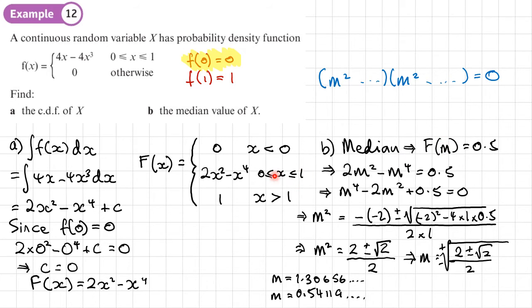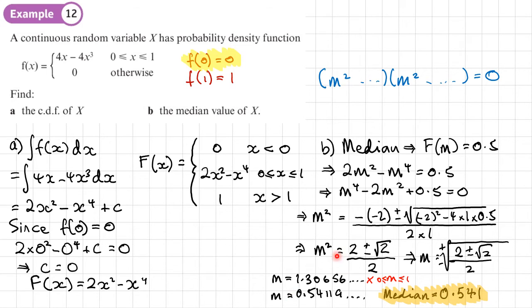Now remember, when we're finding the mode, even though we put m here, we're finding a value of x, and we use this function here to find the value of x, the mode, and it's got to be between 0 and 1. So that means we can discount this one here, because that value of m is not between 0 and 1, so that's no good. So our final answer for the median, sorry, I said mode, I meant median, is equal to, and I'll give it to three significant figures, 0.541.